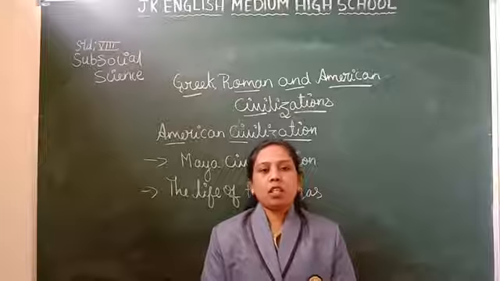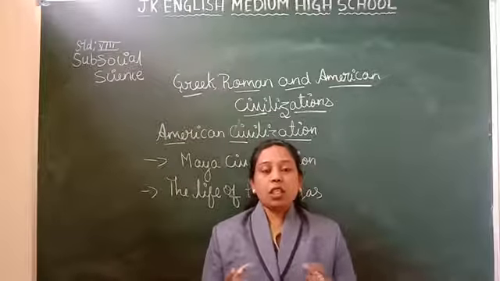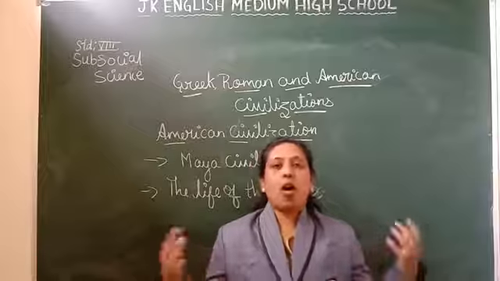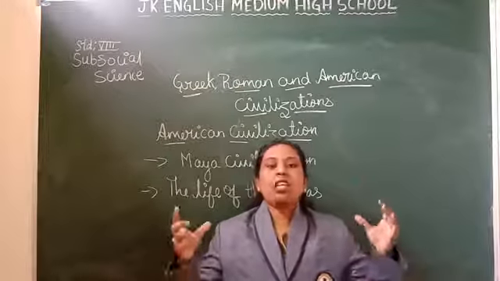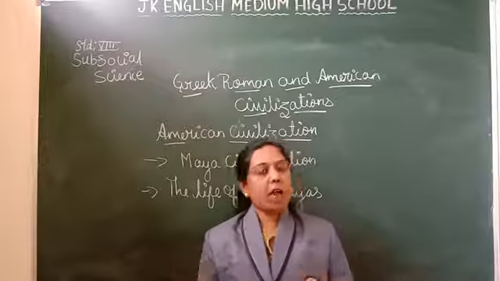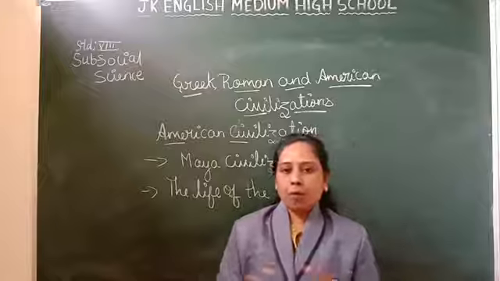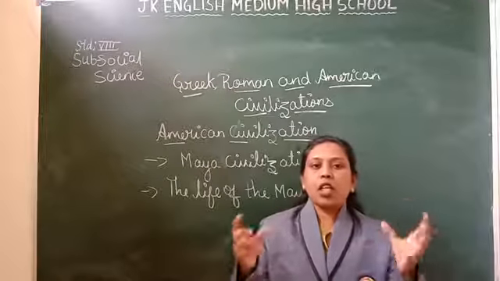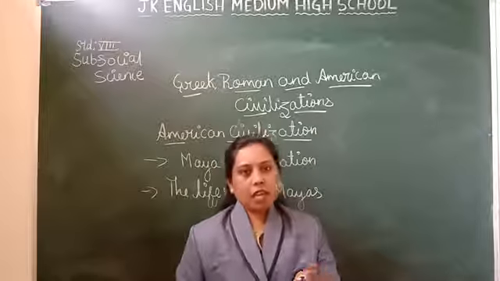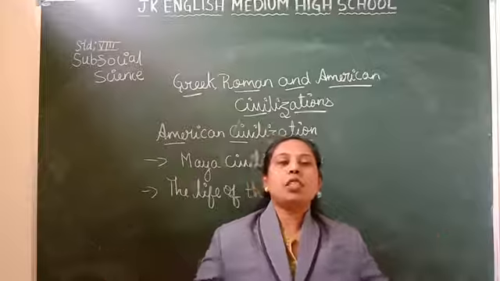There were maize fields all around. The farmers used to grow maize and yam. Do you know what yam is? Yam is called a sweet potato. And the laborers, the number of laborers and peasants, were innumerable. They were utilized to construct huge structures.